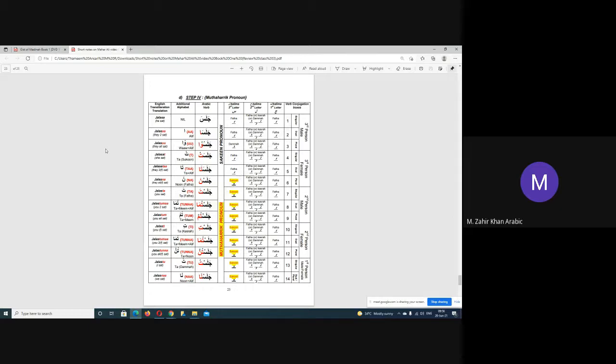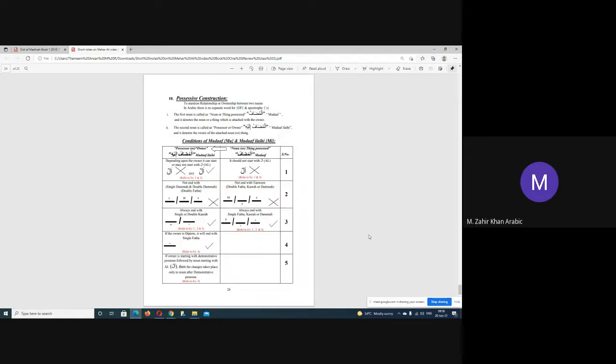I am repeating once again. Jalasa, jalasa, jalasu, jalasat, jalasata. Sakin pronoun. Now when it comes to mutaharrik pronoun, the last letter will have sukun on it. So it will be jalasna. Jalasta, jalastuma, jalastum, jalasti, jalastuma, jalastunna, jalastu, jalasna. Okay, hope you understood this.